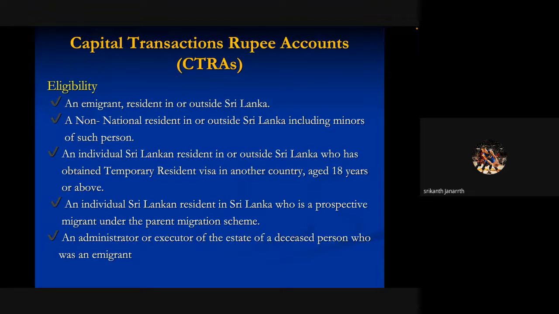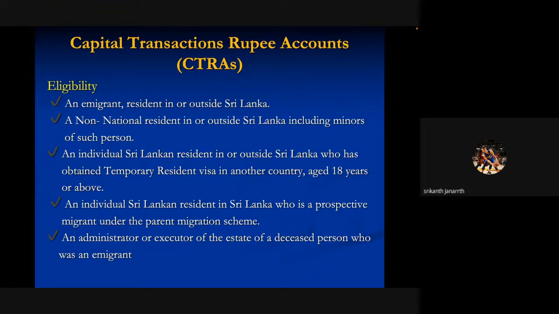Immigrant means, now you know, the people who want to migrate. It can be a person who has already gone there or got the citizenship, or is about to leave. They can be resident in or outside Sri Lanka. They are already outside, already gone, or they are here and about to go. All are considered eligible. A non-national resident in or outside Sri Lanka, including minors. Here, a non-national means a foreigner resident in or outside Sri Lanka, including minors. So even those people are eligible to open. If I give you an example of a non-national resident in, who is that example? Non-national resident in.